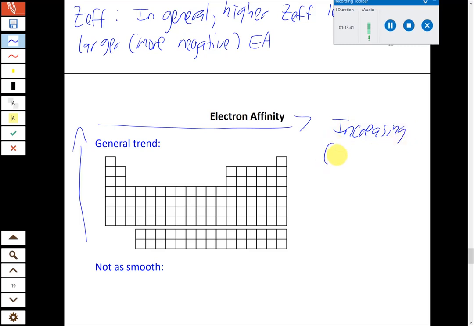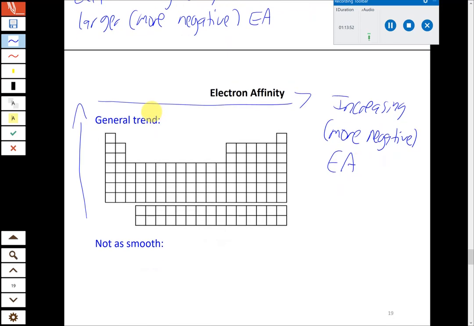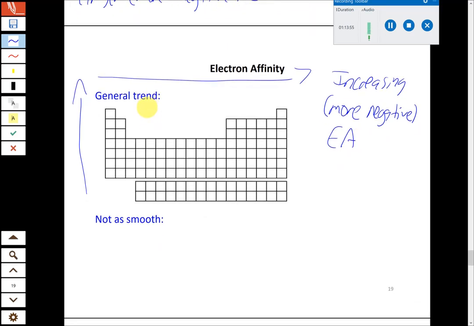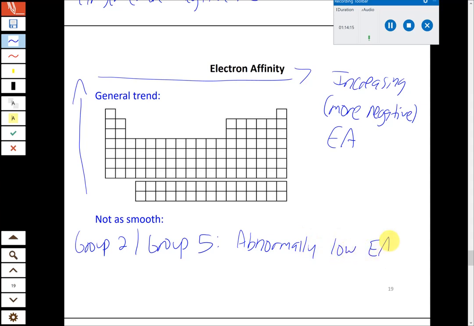And again, to be clear on what we mean by terminology, electron affinity is technically a negative number, so when we say increasing, we mean a larger negative number, more negative. All right? It basically wants an electron more. This one also has some exceptions. The exceptions are actually the same as we saw before. So in group 2 and group 5, you're going to have abnormally, in this case, low electron affinities.